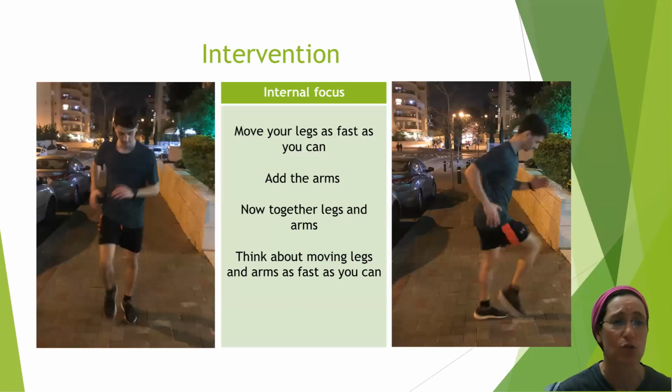For the internal focus group, we asked them to move their legs as fast as they can. Then we asked them to add the arms, then do legs and arms together, and think about moving them as fast as they can while running.